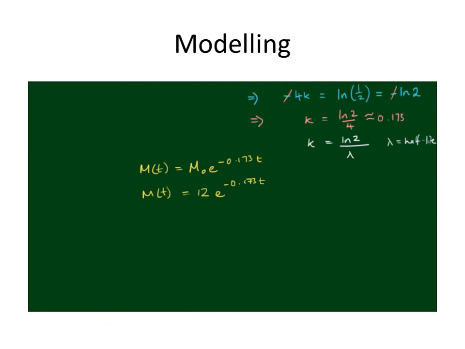So we started with 12 at 10 a.m. So from 10 a.m. till 4 p.m., well, that's equal to 6 hours. So what's the mass remaining at 6 hours? So we've got m of 6 equals 12 by e to the negative 0.173 by 6, and that's equal to about 4.24 milligrams. Okay, so that's a quick example on exponential decay.